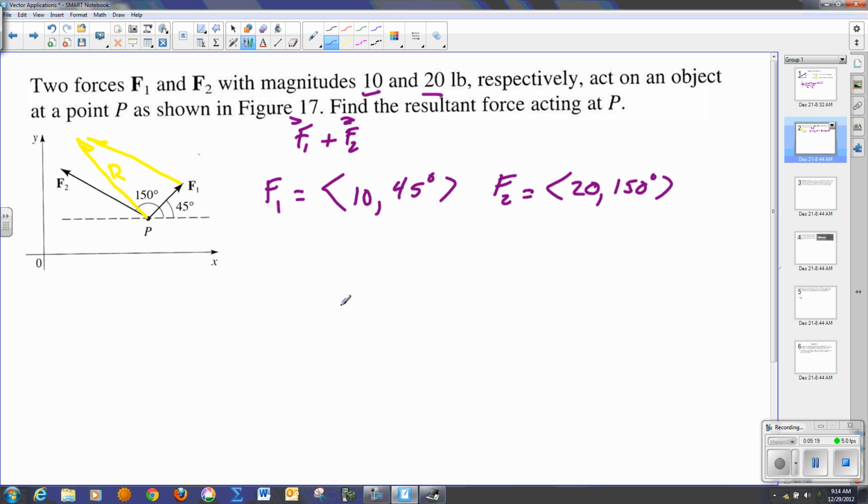So we said in our first slide that if I wanted to find the x and y component of each of these vectors, we take the magnitude multiplied by the cosine of the given angle, and the magnitude multiplied by the sine of the given angle.